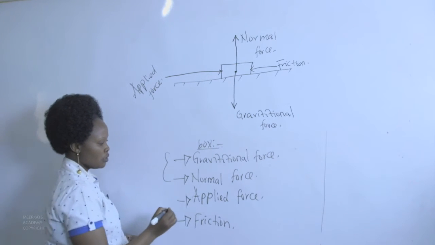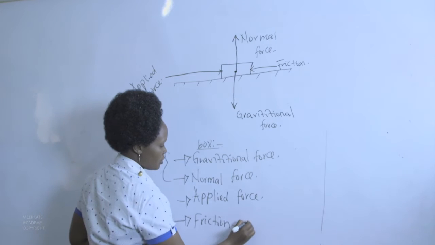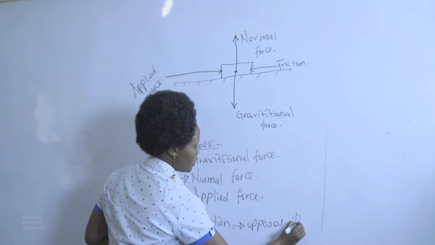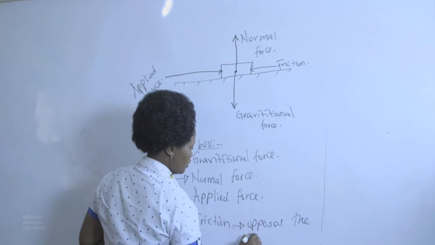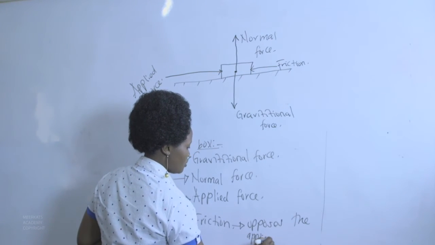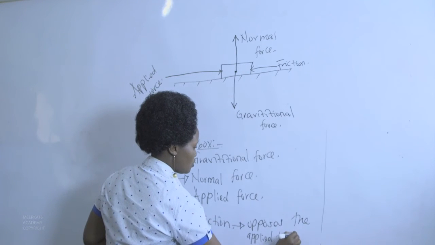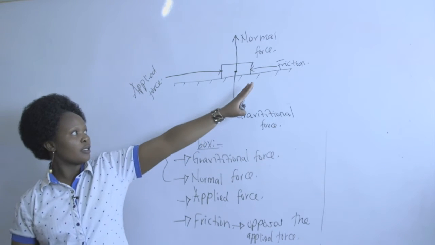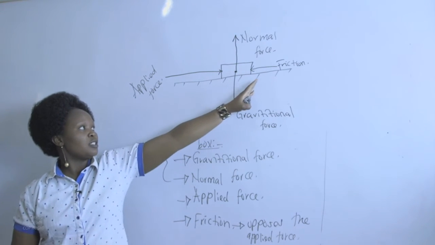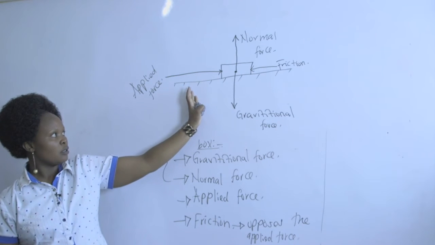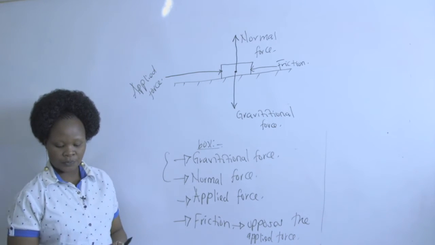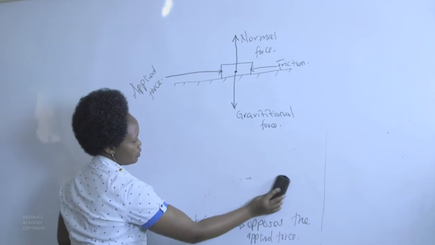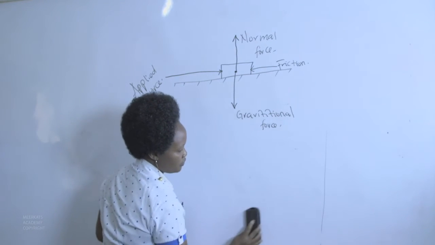Now friction opposes the applied force. Friction opposes the applied force, and that is why we draw it pointing to the opposite direction. Let us now resolve the net force.